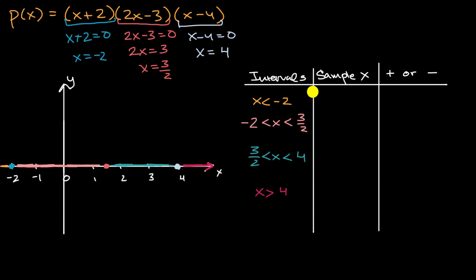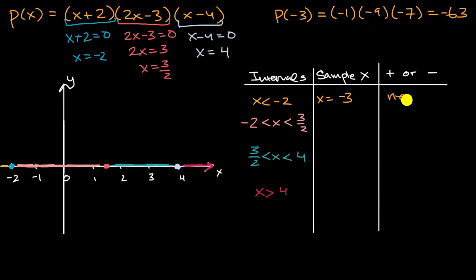maybe an easy or obvious one to use. It could be any value where x is less than negative 2. But let's try x equals negative 3. So you could try to evaluate p of negative 3. Actually, let's just do that. So that's going to be equal to negative 1 times 2 times negative 3 is negative 6, minus 3 is negative 9. Negative 9 times negative 3 minus 4, that is negative 7. So if you were to multiply all of this out, this would give you negative 63, which is clearly negative. So over this interval right over here, our polynomial is going to be negative.